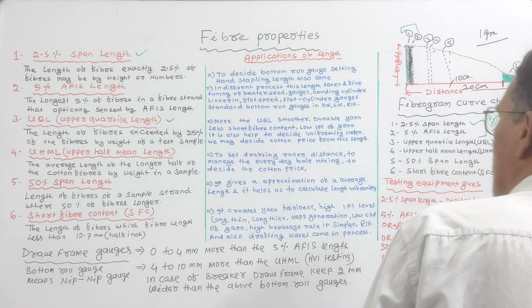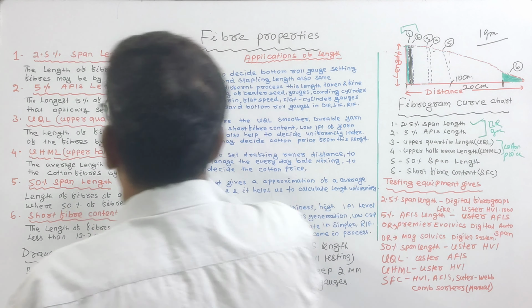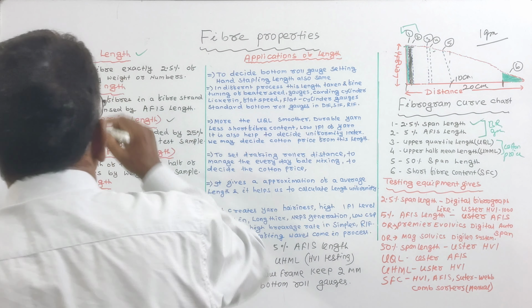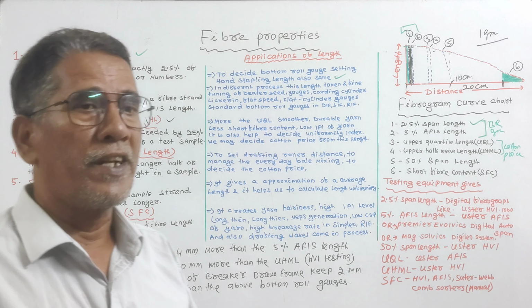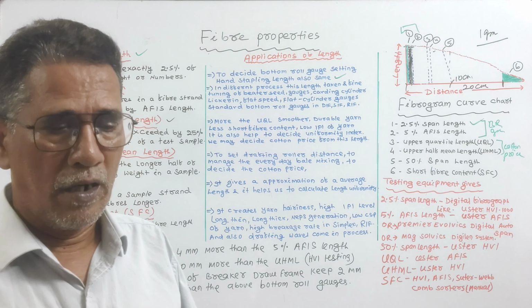How will we use this length? You see, 2.5% span length is used to decide the bottom roll gauge setting; the hand stapling length is also the same. 2.5% span length is generally used for the bottom roll gauge in the drop frame and the simplex bottom roll gauge. Accordingly, we set the gauges of nip to nip distance.